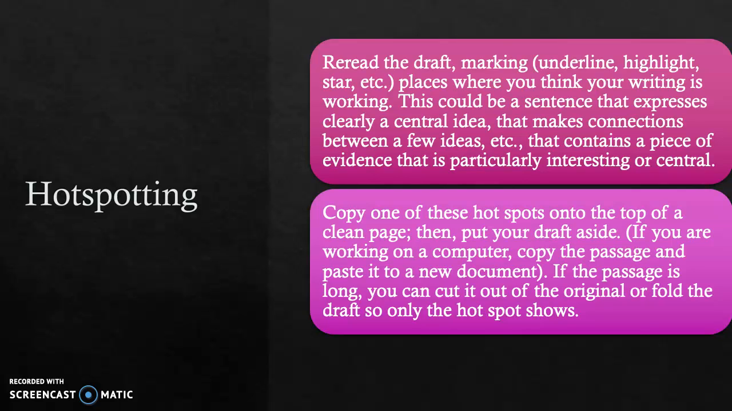So you're going to copy one of these hot spots onto the top of a clean page, if you were to do this method. Then put your draft aside. Then you're going to work from there, like starting with a clean slate. Like, okay, I'm going to start with this thesis statement again, this topic sentence for this paragraph. And then I'm going to look at the 3 pieces of evidence that I need to put in here, but rather than just importing the underdevelopment that I had before, I'm going to start with my topic sentence, know that I'm going to use these 3 pieces of evidence, and work from that topic sentence forward. So this is a way of generating new writing rather than trying to sort through a lot of weeds to find the good writing.